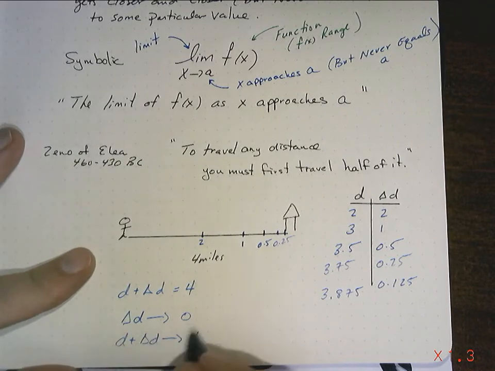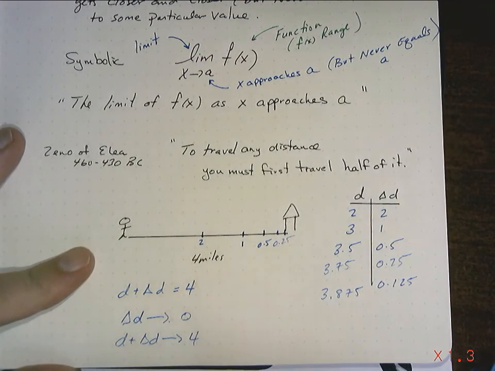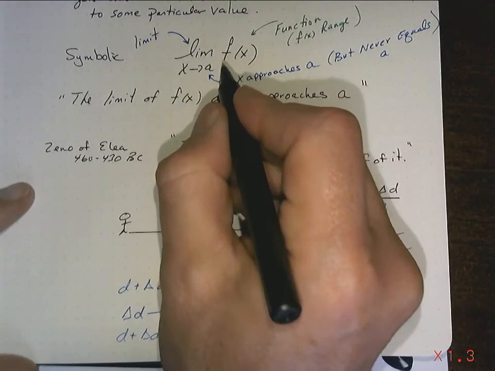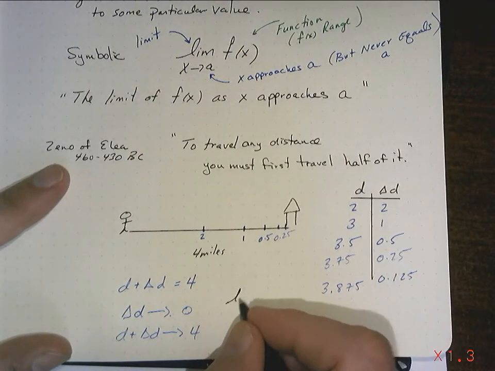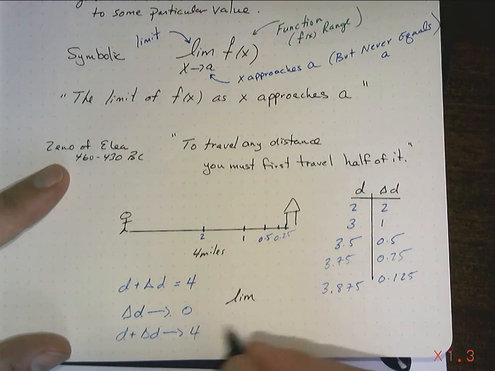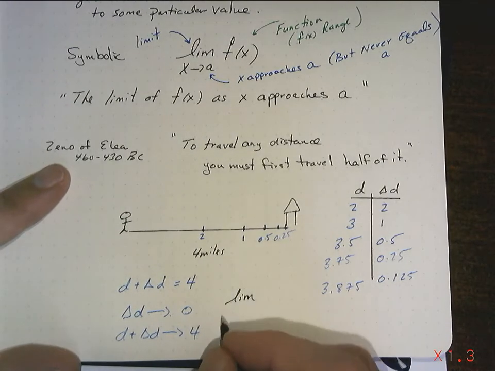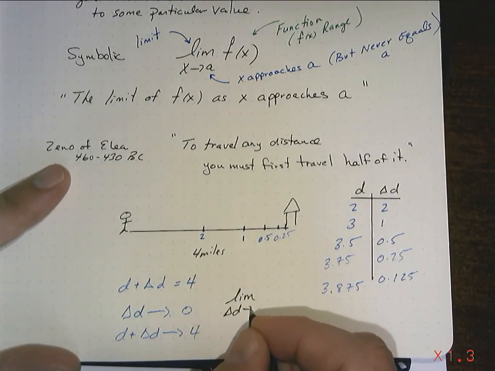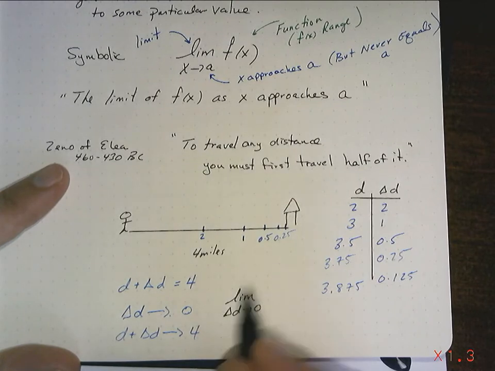So this concept, delta D approaching 0, would be represented in this notation by the limit, meaning it goes on and on and on. That's what the limit means, of delta D approaching 0. And that's what that stands for.